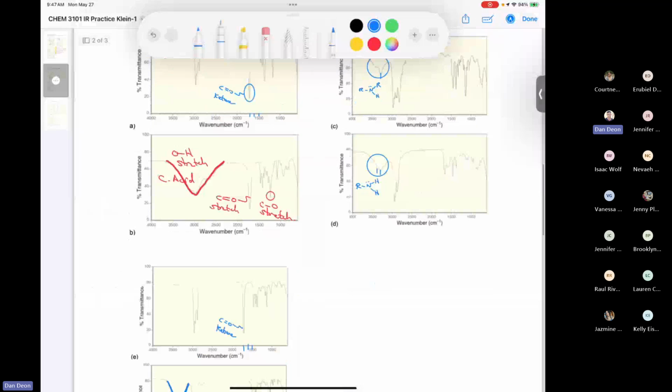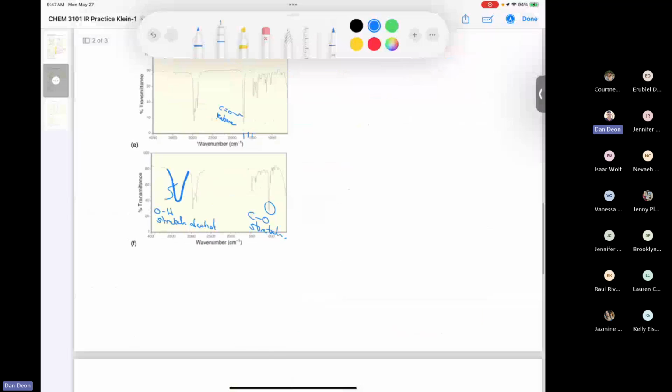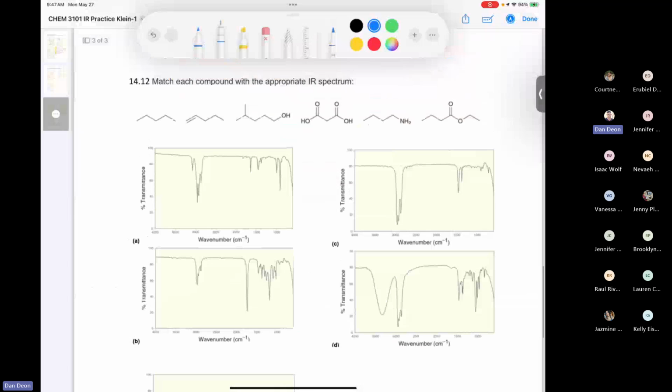And this one is matching the functional groups, or lack thereof, with the compound. If we look at the first compound, it's just an alkane. The next one is an alkene. This one has an alcohol. This one is a dicarboxylic acid, but we'll just put here carboxylic acid. This one is a primary amine. And then this one is an ester.